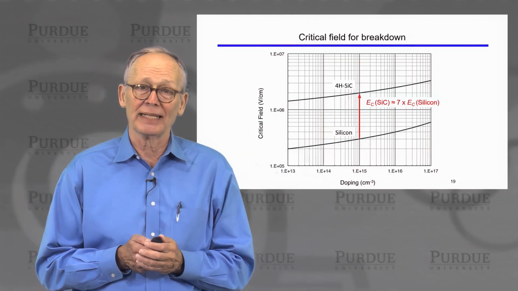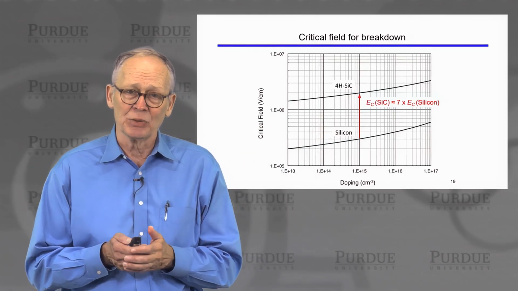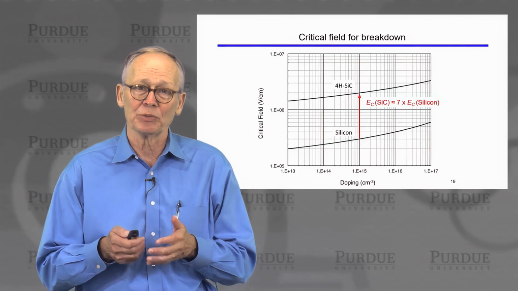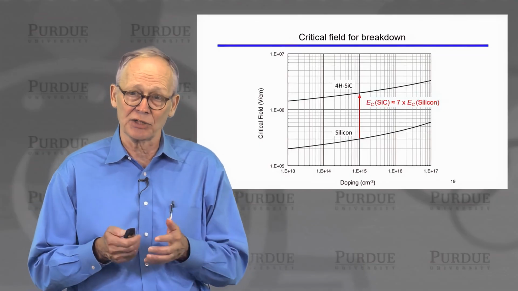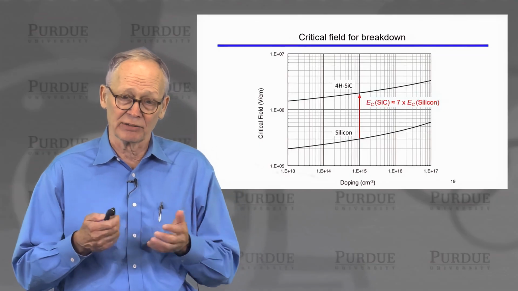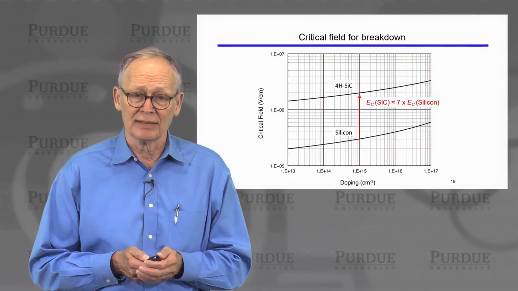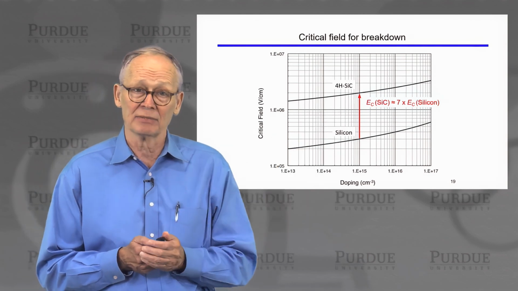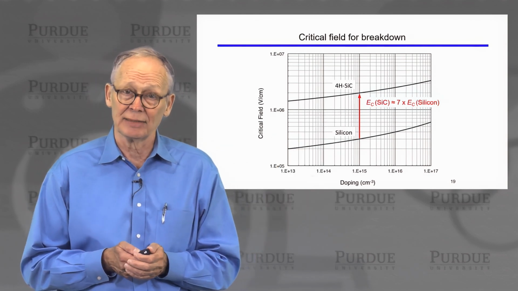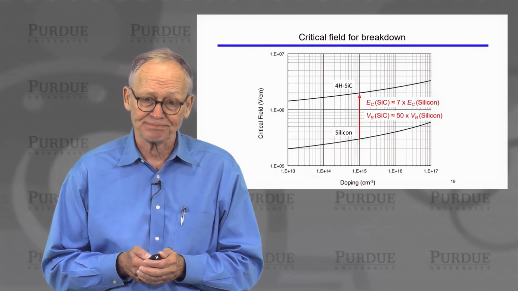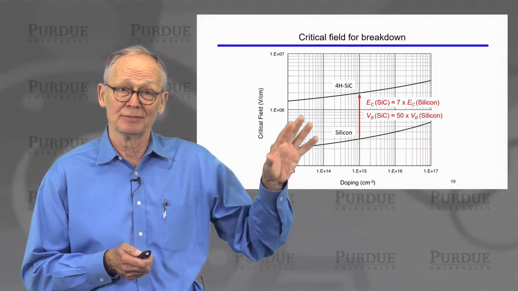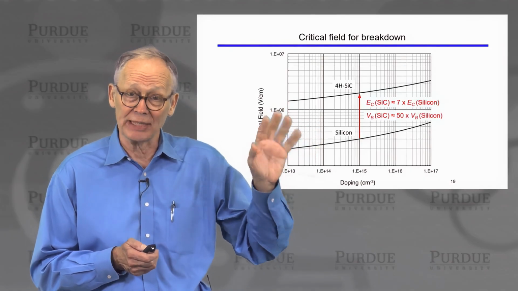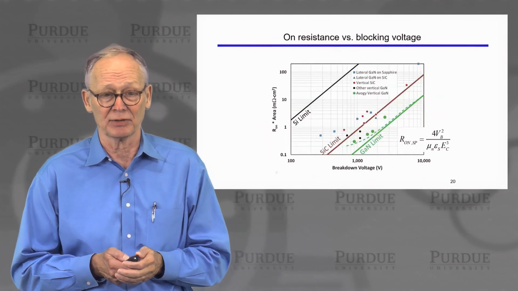Now, silicon carbide has a wider band gap. You would expect it to be more resistant to breakdown. It will take a larger field to break it down and create electron-hole pairs. In silicon carbide, the breakdown field is about 7 times greater than it is in silicon. So that's going to lead to a significantly higher breakdown voltage because of the higher critical field.